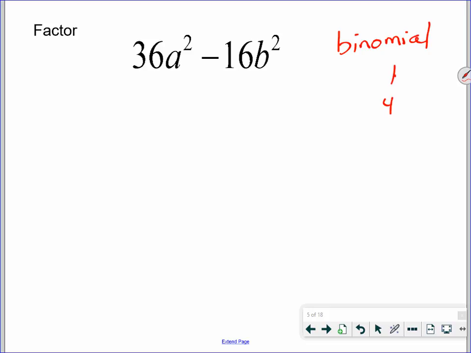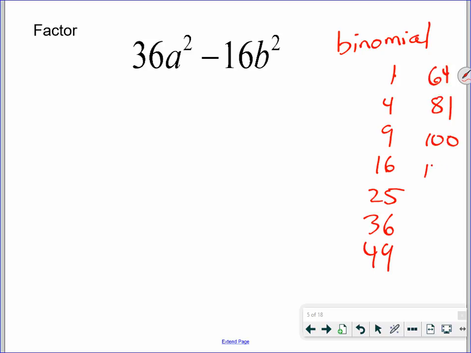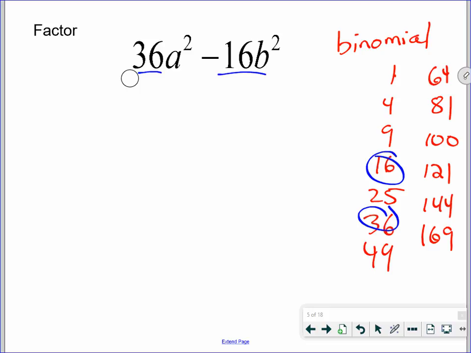1, 4, 9, 16, 25, 36, 49, 64, 81, 100, 121, 144, 169. If we see any of those, we should be looking for sum or difference of squares. And sure enough, right there, we got two of them, 36 and 16. So that means that this is probably going to be a difference of squares.